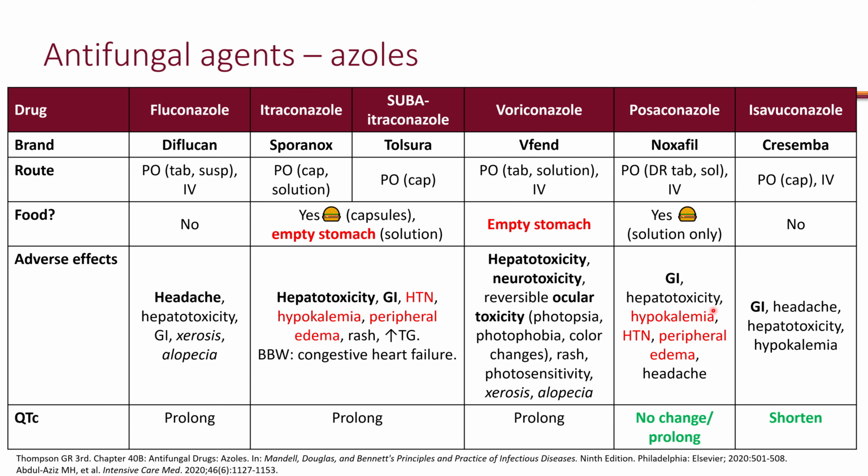So this is kind of similar to itraconazole. So it does have GI adverse effects and transaminitis. And similar to itraconazole, it can lead to hypokalemia, hypertension, and peripheral edema through the same mechanism. Now, interestingly, posaconazole might not change the QTc. Now, some sources have cited that it may increase or prolong QTc, but a lot of sources also mention that there is no change. So it really depends on the person, but most likely posaconazole does not change QTc.